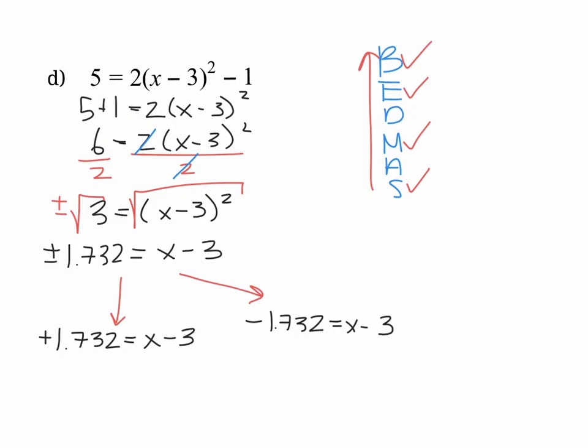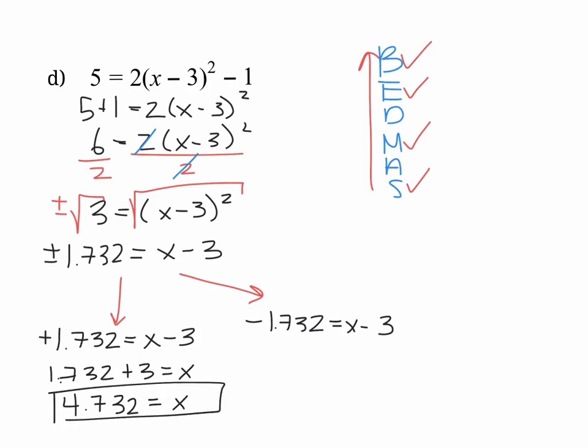So let's solve them. For this one, I've got to get x by itself, so I'm going to move that minus 3 over. And we have 1.732 plus 3 is equal to x. So that's just going to be 4.732 is equal to x.